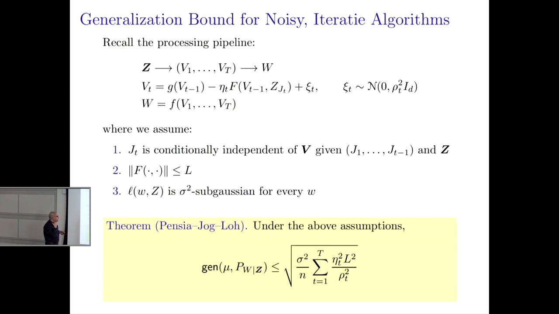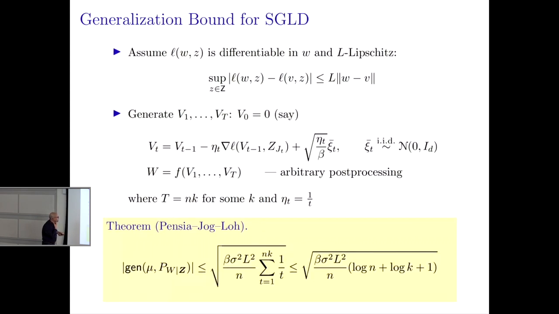And let's apply it to the stochastic gradient Langevin dynamics. So now I'm going to assume, instead of smoothness, that the function is Lipschitz, meaning that its gradient is bounded everywhere. And then let's say we start at zero, and then we generate our updates in this way: previous update minus the step in the direction of the negative gradient.